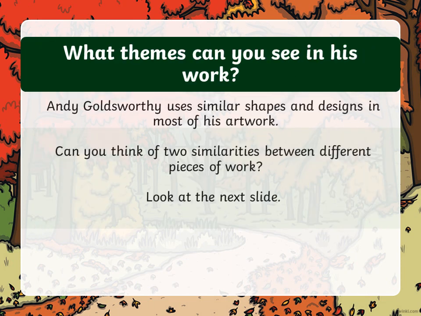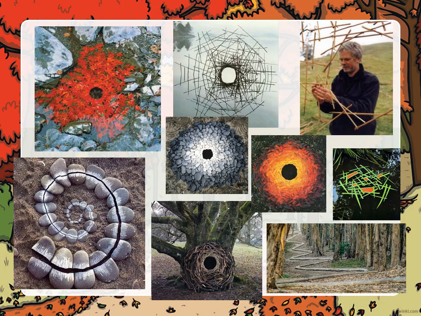What themes can you see in his work? Andy Goldsworthy uses similar shapes and designs in most of his artwork. Can you think of two similarities between different pieces of work? Check on the next slide for ideas. What can you see that's similar? I can see 3 or 4 things that are very similar to each other.